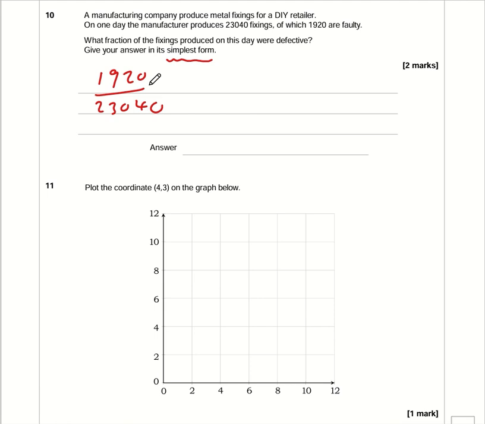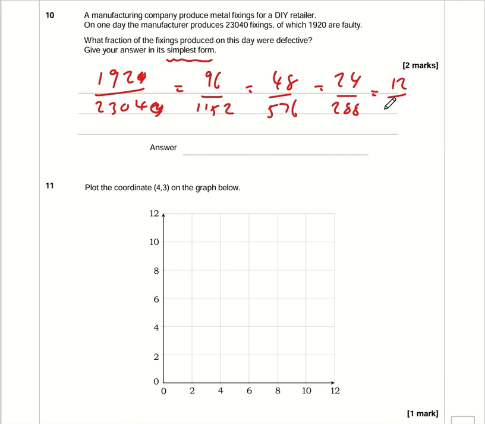So for me, the easiest way to simplify this is divide top and bottom by 10, which straight away turns it into 192 over 2304. Now both of these are even, so let's divide the top and the bottom by 2. We get 96 over 1152. Easy enough with a calculator. Still even top and bottom, so let's divide by 2 again. 48 on top, 576 on the bottom. Again, divide top and bottom by 2 because we've still got even numbers. 24 over 288. Still even, so let's divide by 2 again.